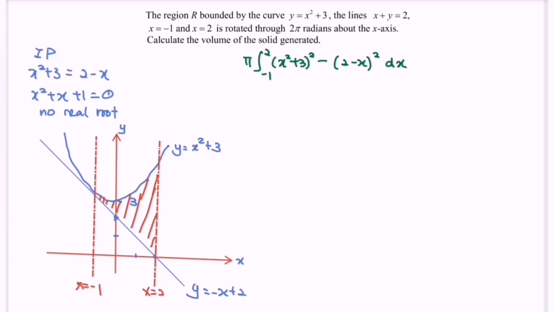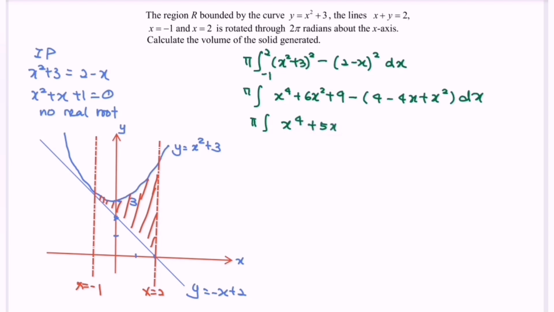Continue. My suggestion is to expand the situation. So we have pi integrate x to the power 4 plus 6x squared plus 9 minus bracket, we have 4 minus 4x plus x squared. Kindly simplify the situation. So we have pi integrate x to the power 4 plus 5x squared plus 4x and then plus 5 with respect to x, from negative 1 until 2.